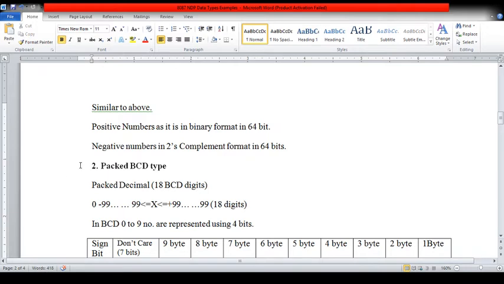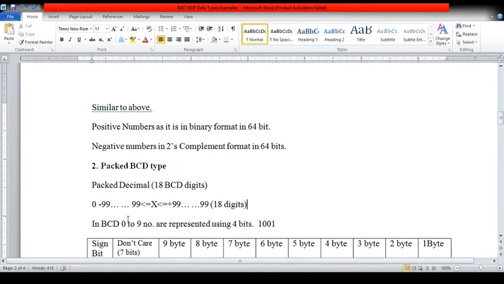Now let us move to the second main type, that is the packed BCD type. In case of packed BCD type, a total of 18 digits are represented by this number. We know that in BCD format, we represent the digits 0 to 9 by using 4 bits, that is a 4-bit binary combination. For 0, all zeros, for 1, 0001, etc. And for 9, we have 1001, which is the maximum in case of BCD, and this is the binary representation of 9 in BCD.